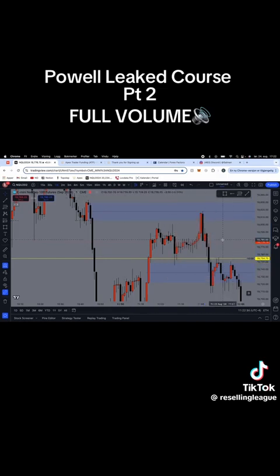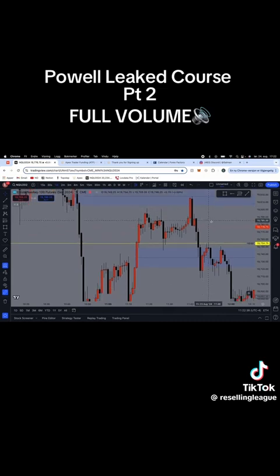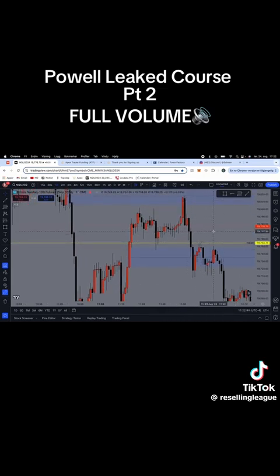We want to do this consistently, and this lets us do that. So we get another chance to soup this level in this fair value gap.